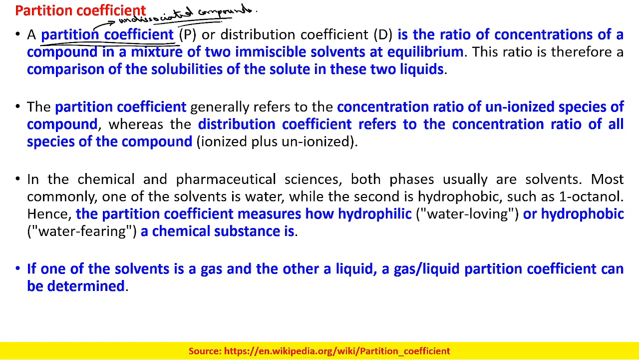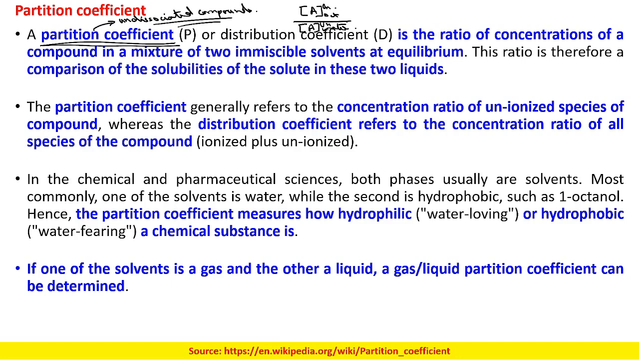That means we try to find out the concentration of the compound, say A, in the undissociated form in octanol, divided by the concentration of the same analyte in the undissociated form in water. So this is the basic mathematical definition of the partition coefficient.